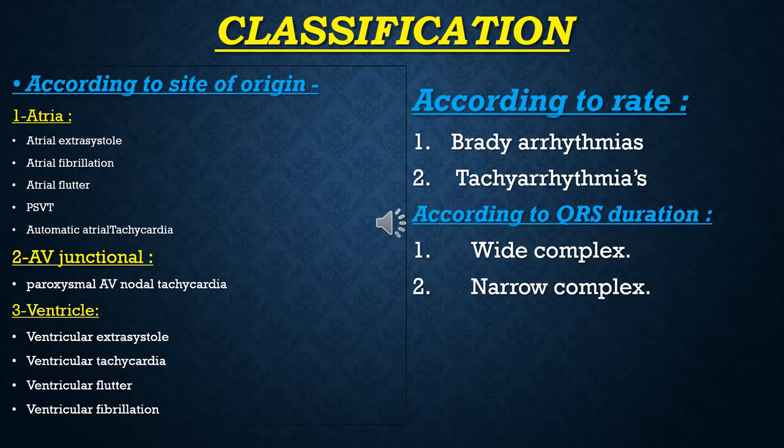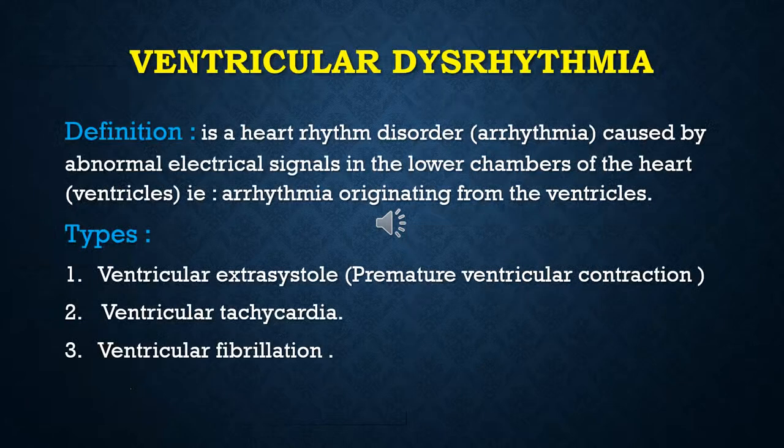Our topic today will be about ventricular arrhythmia, which includes ventricular extrasystole, ventricular tachycardia, flutter, and ventricular fibrillation. First, what is meant by ventricular dysrhythmia or ventricular arrhythmia? Ventricular arrhythmia is a heart rhythm disorder caused by abnormalities of electrical signals in which the ventricles are the origin of the arrhythmia. So ventricular arrhythmia or ventricular dysrhythmia is arrhythmia originating from the ventricles. We have three types of ventricular dysrhythmia: ventricular extrasystole, or what's called premature ventricular contraction, then ventricular tachycardia and flutter, and finally ventricular fibrillation.